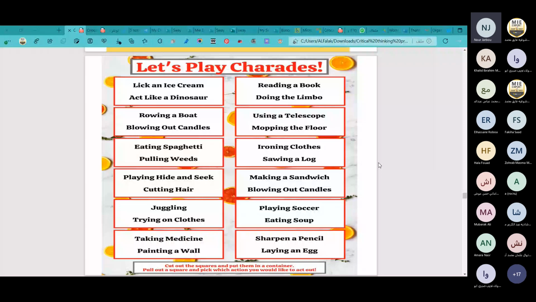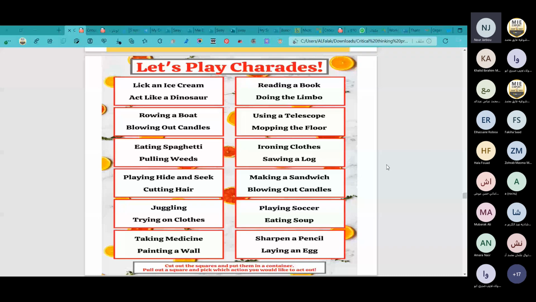This activity, Let's Play Charades, is great for all stages. For the lower stages and for the higher stages, we have many orders, and we can start by this one as an icebreaker or a warming up activity. Ask a student to go out and act one of these phrases, and ask the other students to guess what the phrase is. This is also a great one. You have many orders or phrases here to be acted. You can cut the squares out and put them in a container and ask students to pick any action they would like to act out.